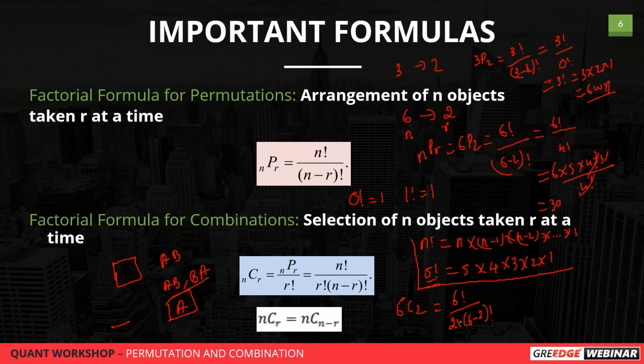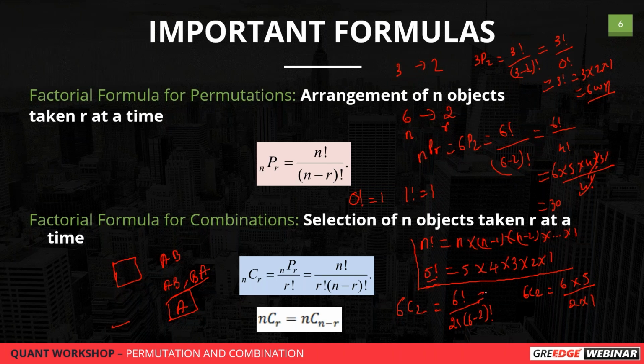And I will give you a simple logic. When it comes to combination, we can do it directly by simple logic. If it is 6C2, then it is enough to calculate 6 into 5 divided by 2 into 1. This will give you the answer. How are we saying this?